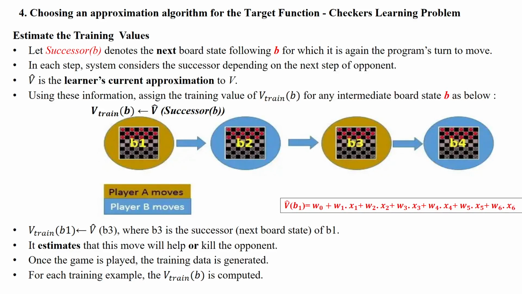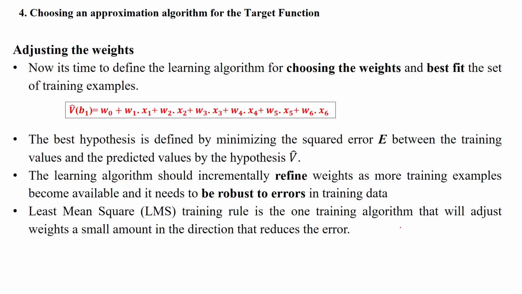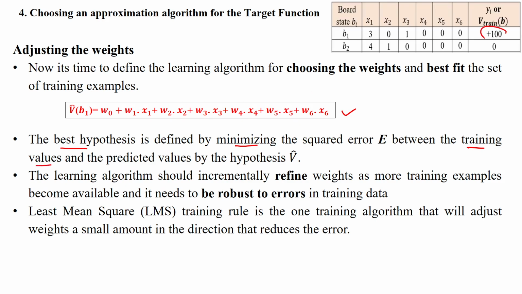Hi everyone. In this step, we have estimated the move that will help in defeating the opponent. Here the estimated value has been computed using the hypothesis function of the neural network. Sometimes there is a possibility of error in the estimated value. So for finding the best hypothesis, we should minimize the error by calculating the difference between training values and predicted values. This is the training values output target function, and the predicted value is obtained from this hypothesis function.